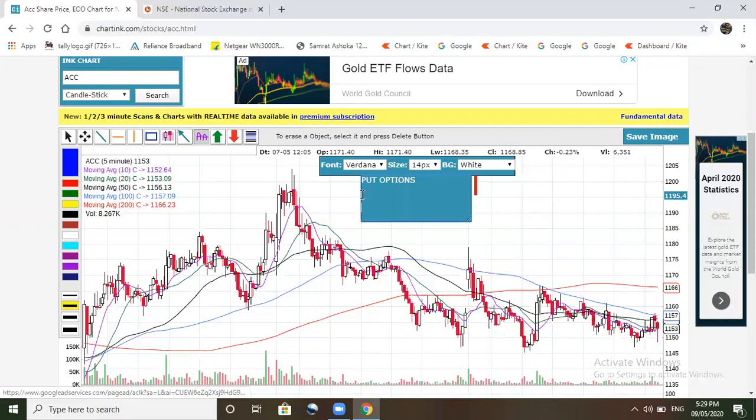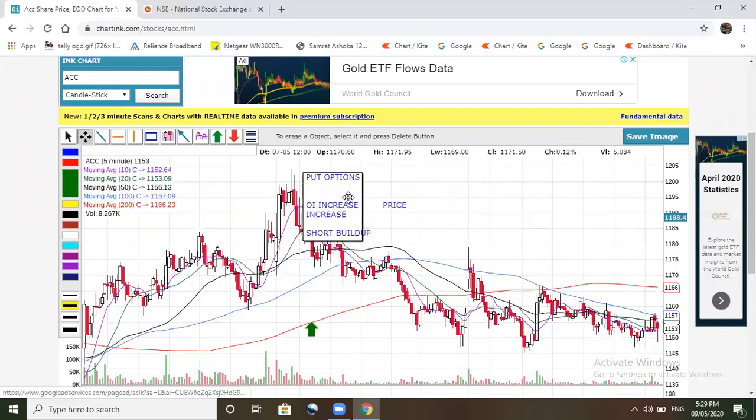For put options, if OI is increasing and price is also increasing, price of Nifty I am talking about, then it is a short buildup, and short buildup in put will be bullish for the stock.